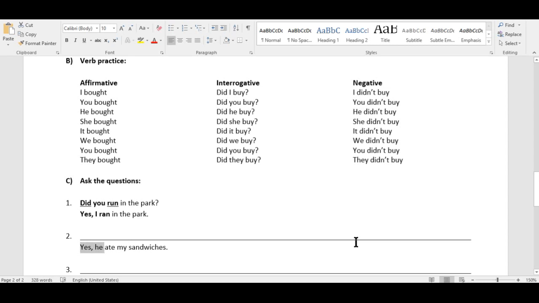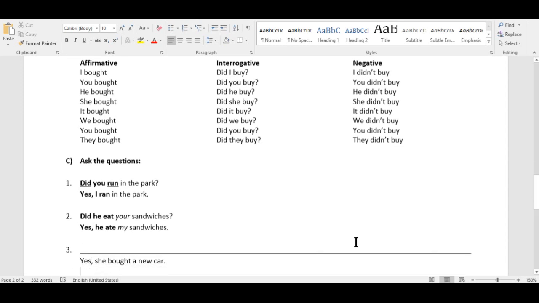Yes, he ate. He ate my sandwiches. Did he eat your sandwiches? Yes, he ate my sandwiches. Did he eat my sandwiches? I'm sorry, your sandwiches? Yes, he ate my sandwiches. Perspective. Did he eat your sandwiches? Yes, he ate my sandwiches.